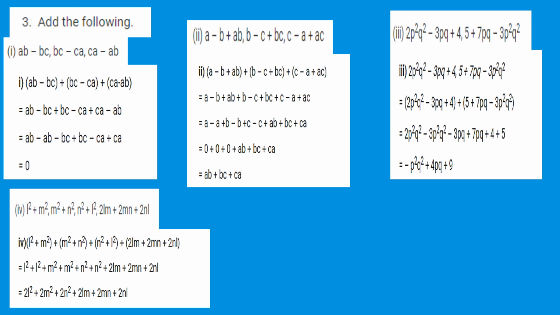Similarly, we will go to the second sum. A minus B plus AB, B minus C plus BC, C minus A plus AC. So put it in the form of brackets. Now what you do? A minus B plus AB.